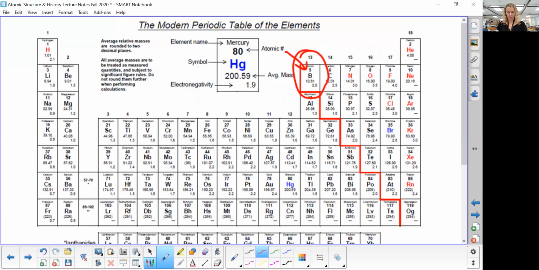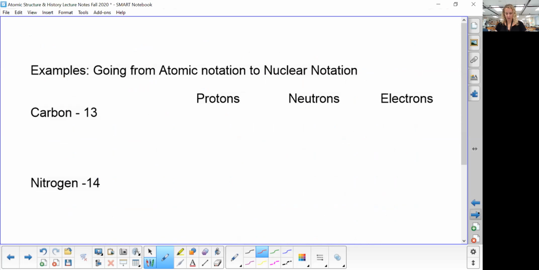And remember, your periodic table starts with the smallest atomic number, and it increases by 1 every single one, left to right, top to bottom, until you get to 118. That is your number of protons in the nucleus.